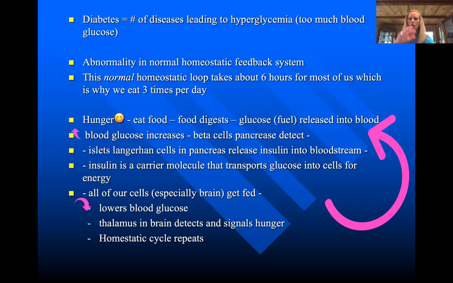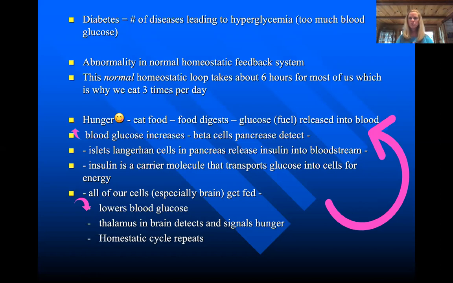Okay, so all of the cells get fed, and then in the bloodstream, since all of the glucose is now out and into the cells, the bloodstream is going to have a lowered amount of blood glucose. Okay, the thalamus part of the brain is going to go, whoa, I haven't eaten in a while, I'm kind of feeling it, my brain's not being fed well enough after enough time. And then that signals to us that we are hungry again. And then so we repeat that whole homeostatic cycle.